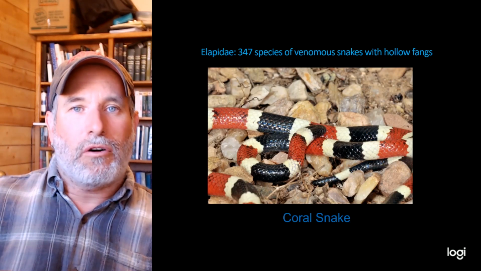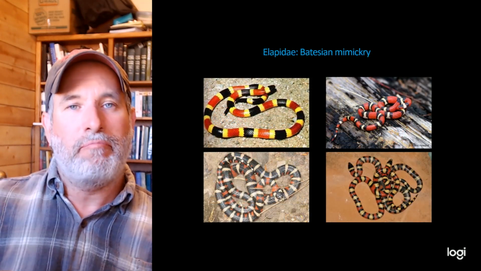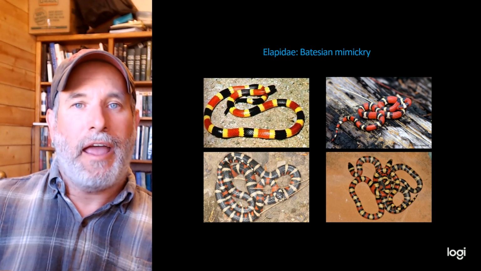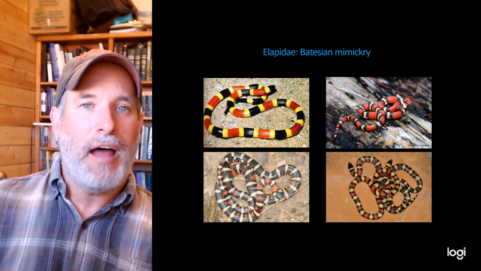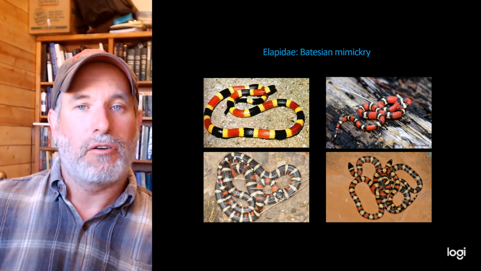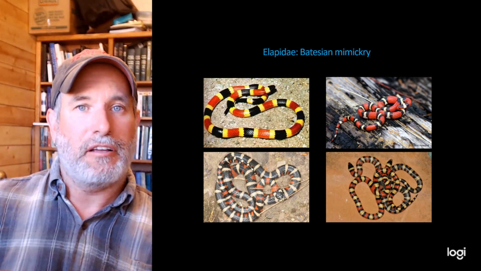This, of course, is a coral snake. This is our North American elapid. This is an example of Batesian mimicry. This occurs when an animal that's not venomous, not poisonous, mimics something that is either venomous or poisonous, something that's dangerous. So these king snakes are basically harmless.